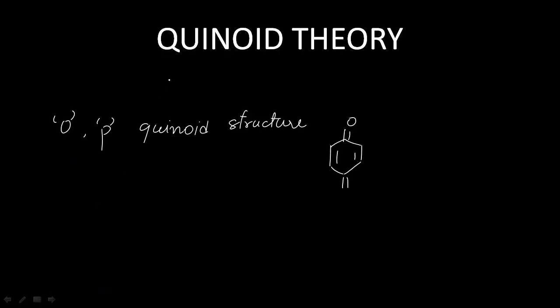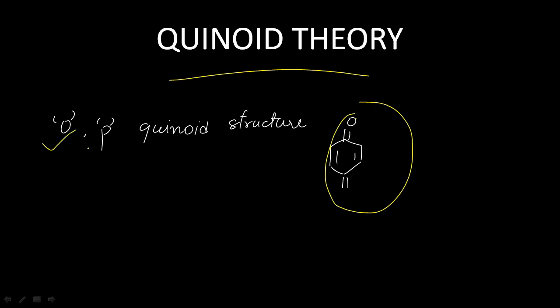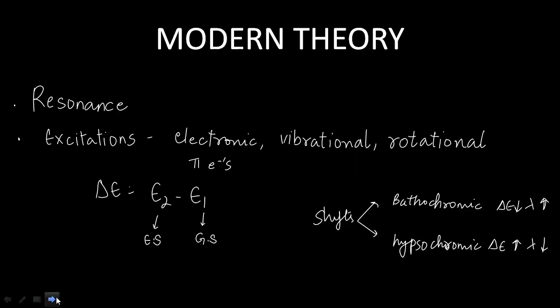The next is quinoid theory. Quinoid compounds look something like this, and throughout the dye lectures we have had structures that resemble this. These can be either ortho or para quinoid structures. These are responsible for the color of the compound, but he did not actually explain why it happens. So this was the limitation of quinoid theory.